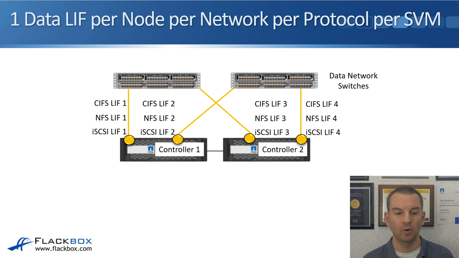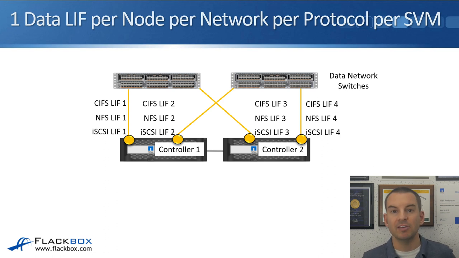In this example, you can see that the LIFs can share the underlying physical ports or the underlying interface groups or the underlying VLAN interfaces. Here, I've put iSCSI LIF 1, NFS LIF 1, and CIFS LIF 1 on the same physical port. I've done the same with LIF 2, LIF 3, and LIF 4 for each protocol. So you can see that the LIFs can share underlying ports.